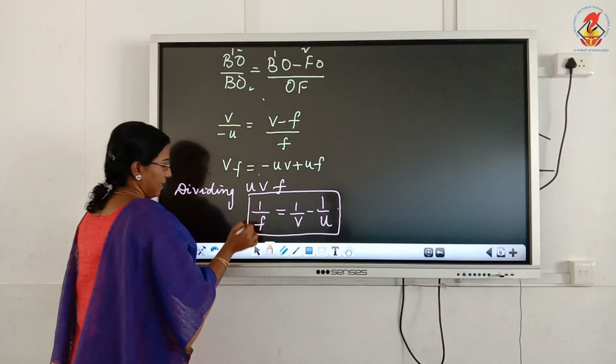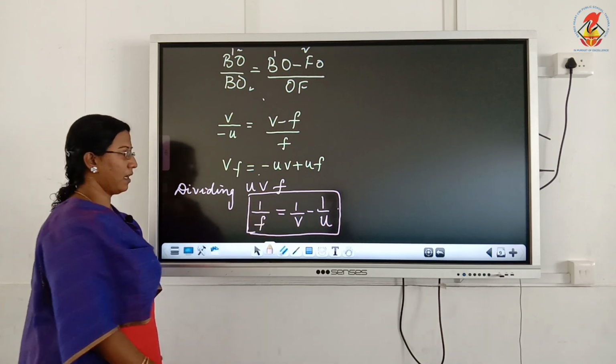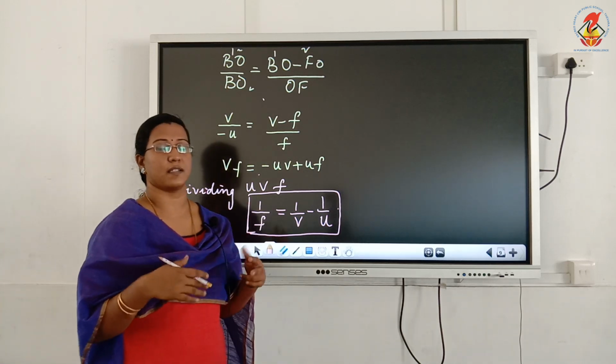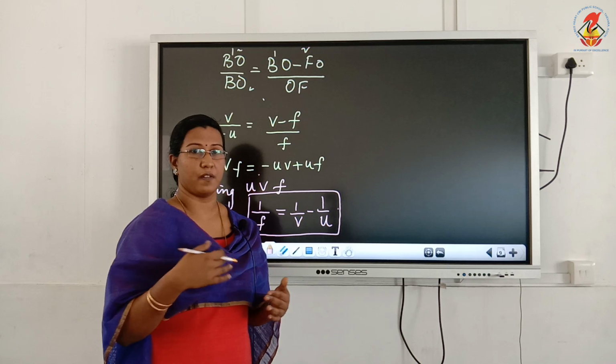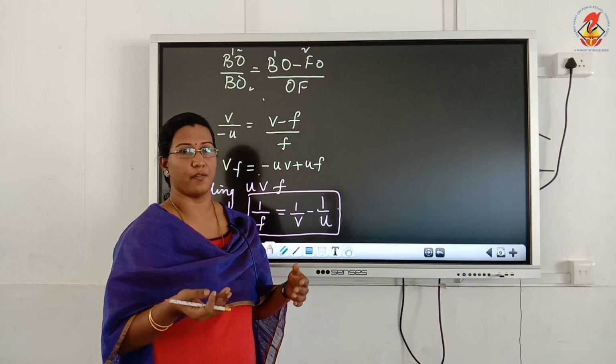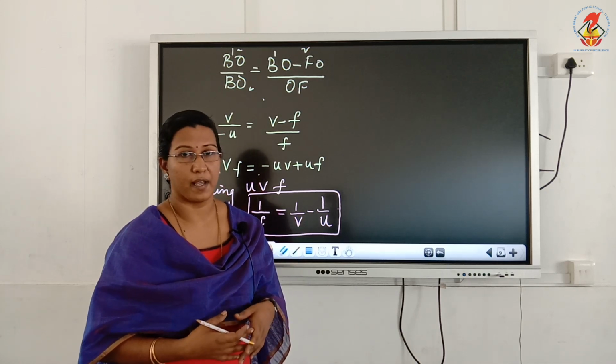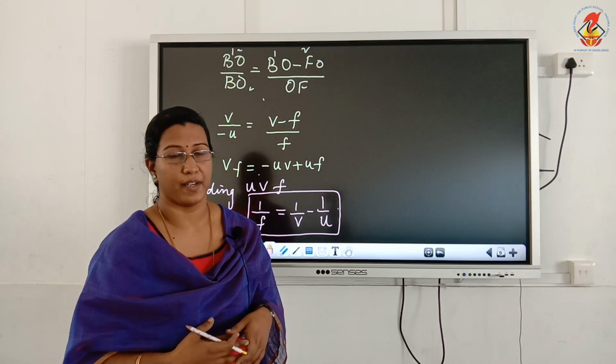The lens formula. Okay, so what were the steps we used? We considered two sets of similar triangles, then we made certain approximations and we got the equation as 1 by f is equal to 1 by v minus 1 by u.